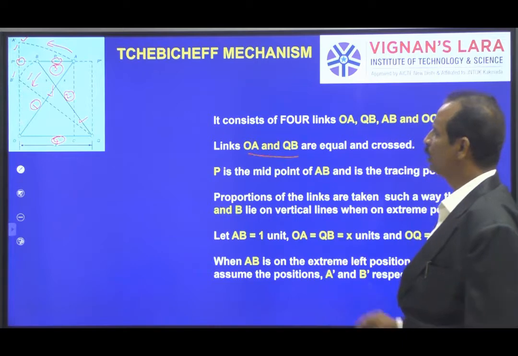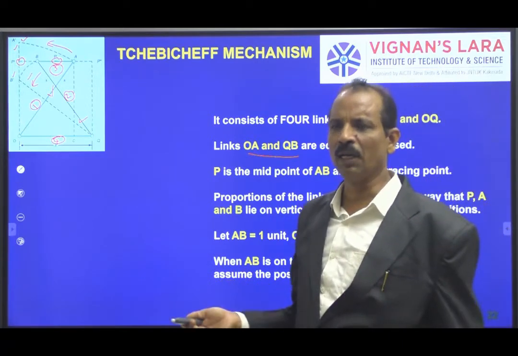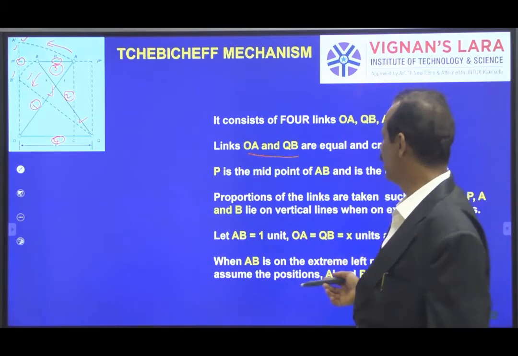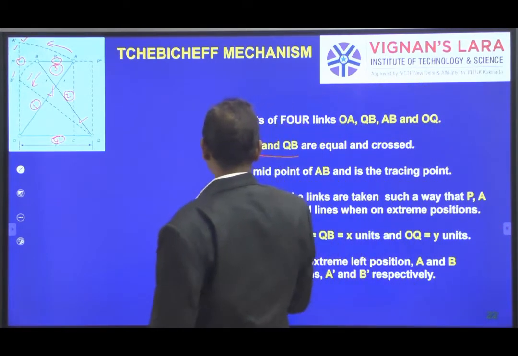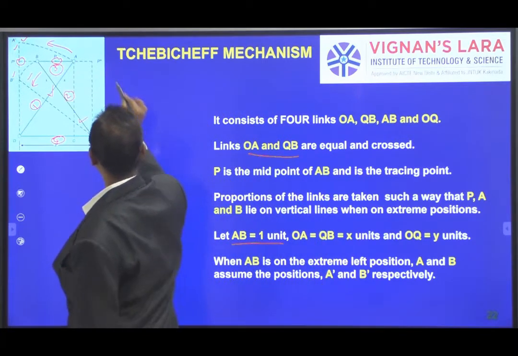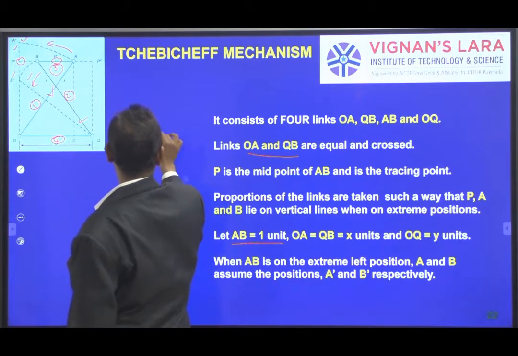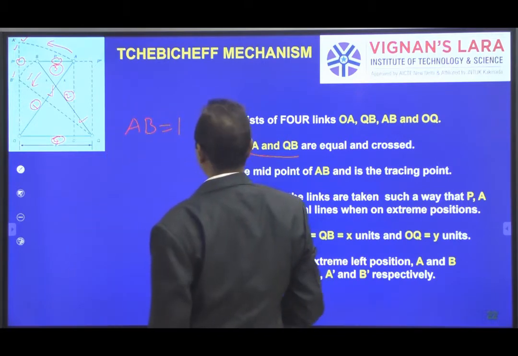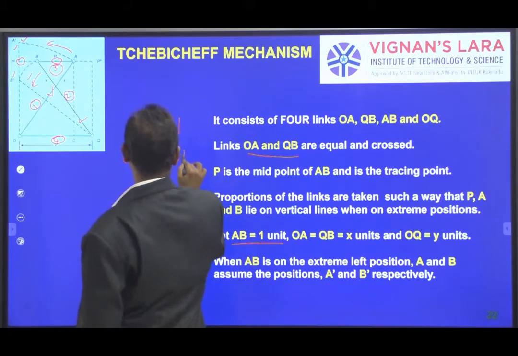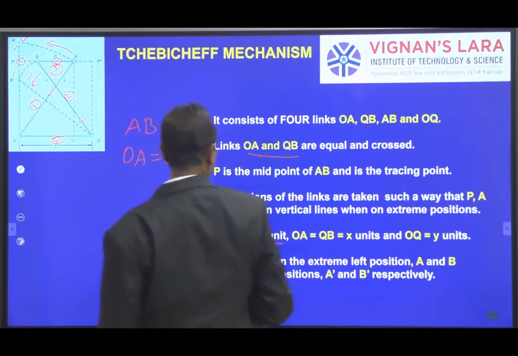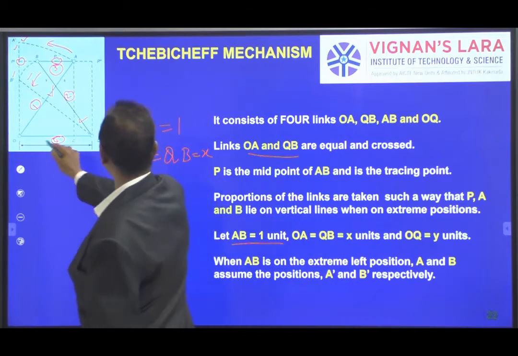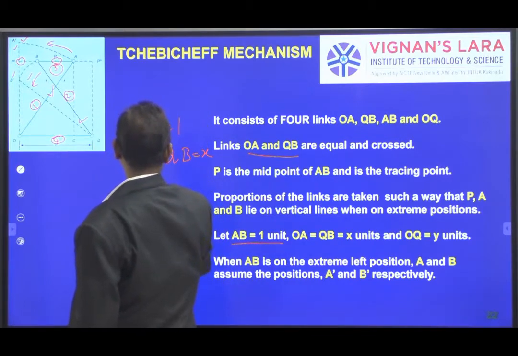So this can be proved in an indirect manner by assigning some units to these links. Let us assume AB is 1 unit. Then, as we said, OA and QB are the same, which is equal to X. Then another one, the 4th link, that is OQ, is Y.